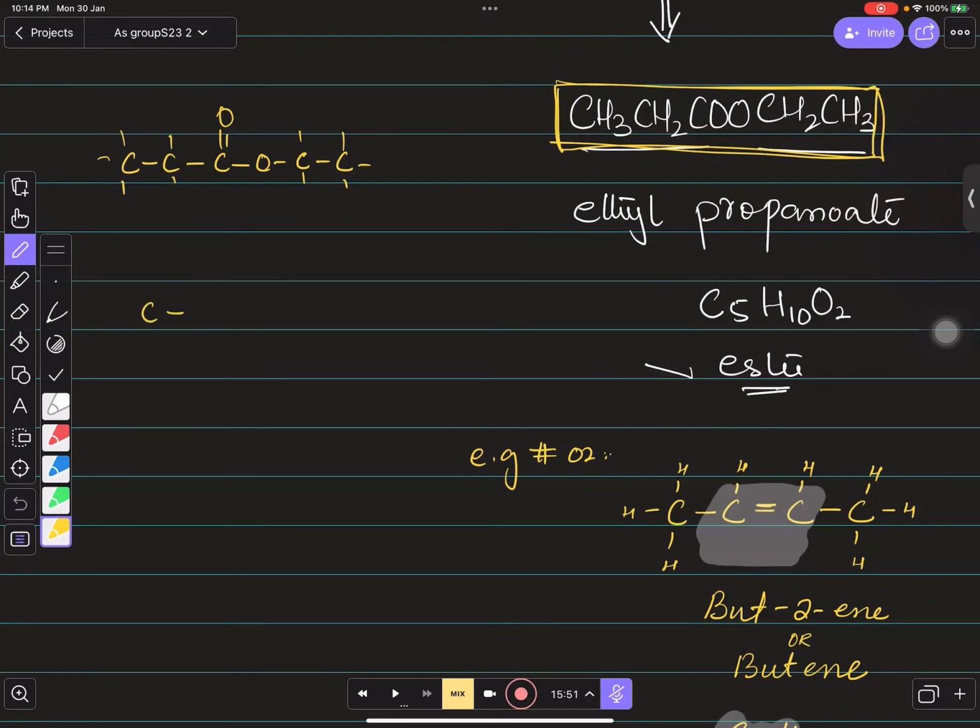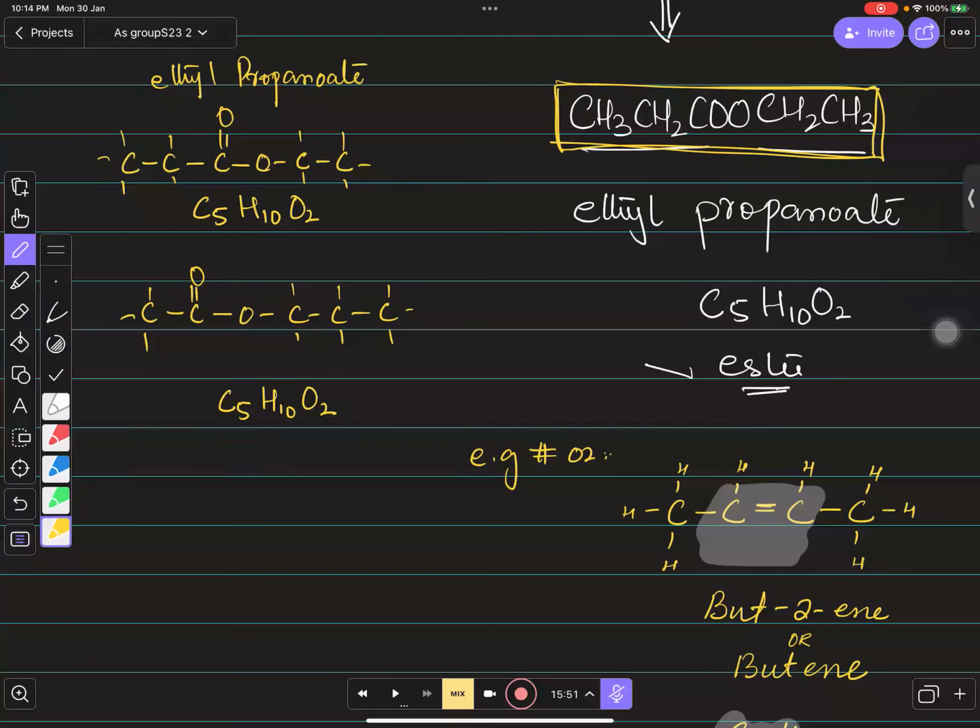Even I can draw this one as well. This is also an isomer of this compound. Why is this an isomer also? Because you can see this has 5 carbons, 10 hydrogens and 2 oxygens. And over here, this also has 5 carbons, 10 hydrogens and 2 oxygens. The name of this compound is ethyl propanoate, and the name of this compound is propyl ethanoate.